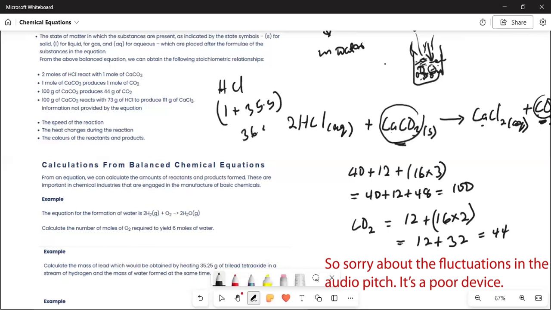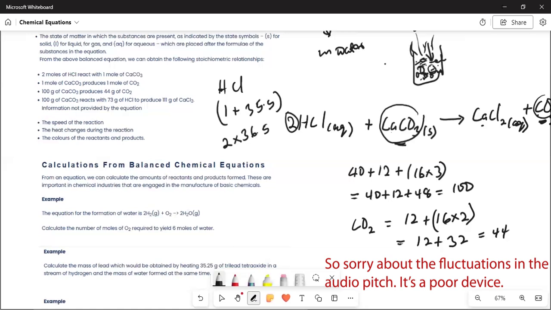Now you ask, where is the 73 coming from then? When we balance the equation, you see that it is 2 moles of HCl that reacted. So this 36.5 times 2 is 73 gram. So in other words, 100 gram of CaCO3 reacts with 73 gram of HCl to produce 111 gram of calcium chloride.